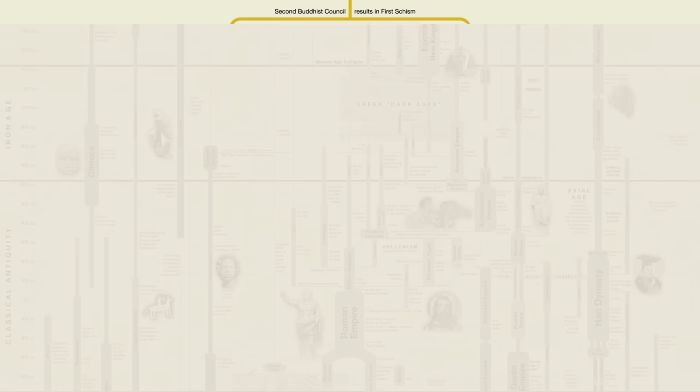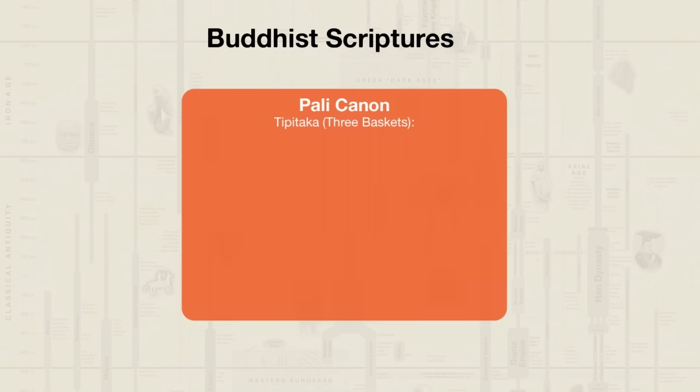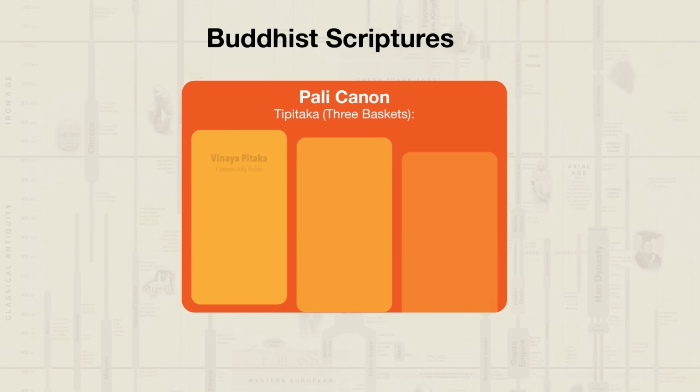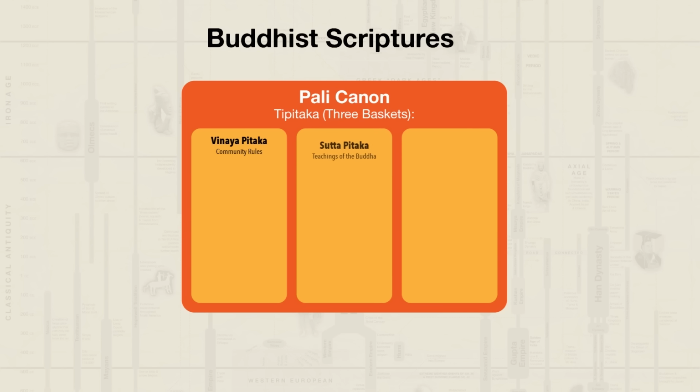Let's now take a moment to look at the contents of the Pali Canon. A full set of Buddhist scriptures is called a Tripitaka, which means 3 baskets. That's because it's comprised of 3 main parts: the Vinaya Pitaka, which contains the community rules, the Sutra Pitaka, which contains the Buddha's teachings, and the Abhidharma, which contains analysis of those teachings.